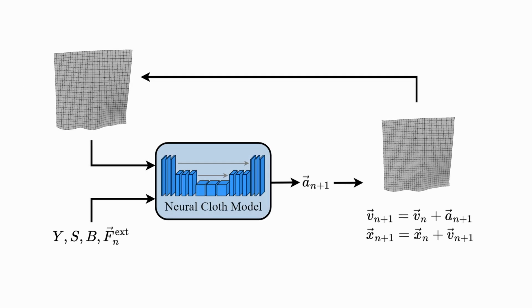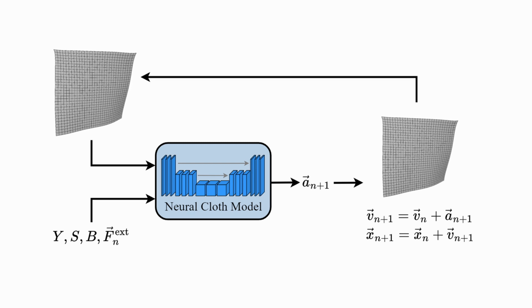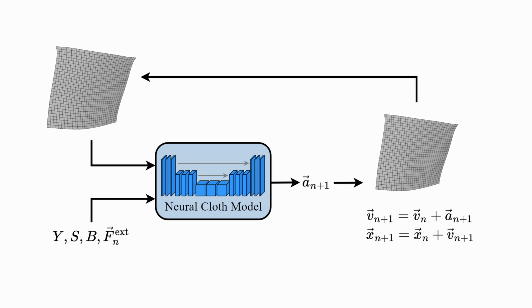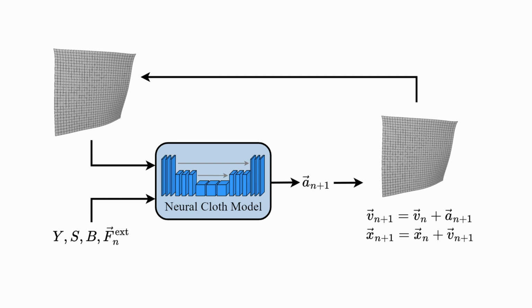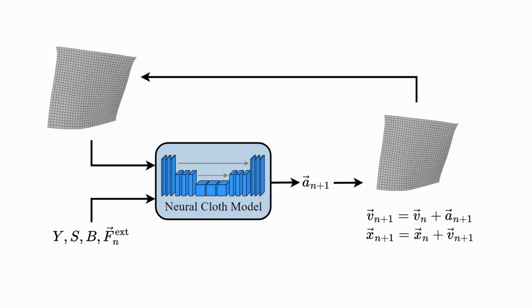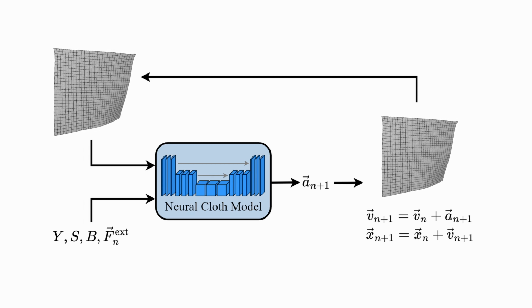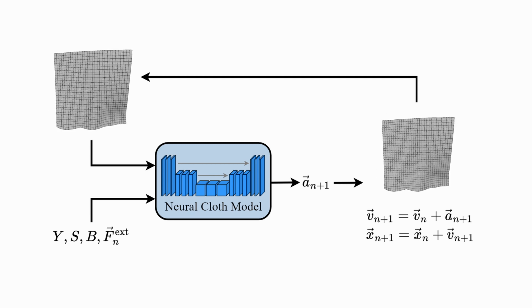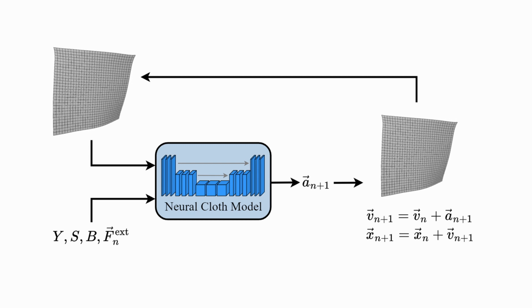The network takes the cloth state given by vertex positions and velocities as well as necessary internal and external parameters and returns the acceleration of the mesh vertices. These accelerations are then used to successively update velocities and positions similar to an implicit Euler integration scheme. It is trained in a physics-informed manner without the need for any external data from simulations or real-world observations.